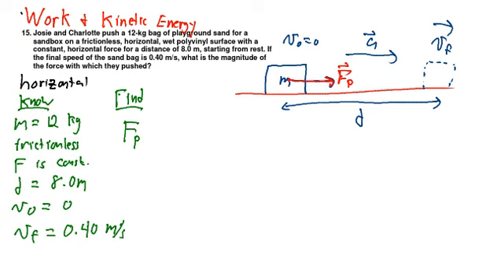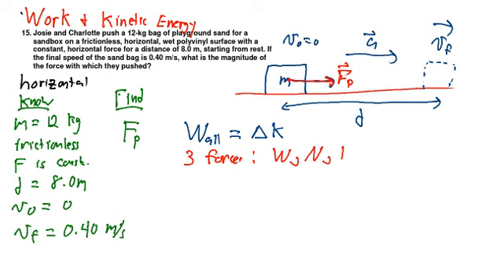Okay, so we want to use the work kinetic energy theorem to solve this. So we're going to say that the work that's done by all the forces is going to be equal to the change in the kinetic energy. And if we draw a force diagram for this box, there are 3 different forces that act. So there would be the weight, there would be the normal force, and there would be this pushing force. But because the normal force and the weight force are perpendicular to the motion, they do no work. So we only need to find the work that's done by the pushing force. So the work done by all the forces will actually be equal to the work done by the pushing force, and then that will be equal to the change in the kinetic energy.